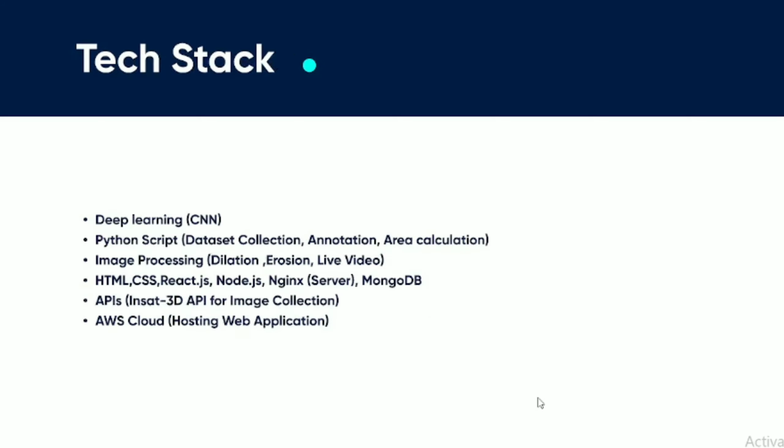Talking about the tech stack that we utilized: for model building we made use of deep learning, the convolutional neural network. Then we used Python scripts for various purposes, from dataset collection to annotation to the calculation of area for finding out if there is a threat or not. Then image processing to extract important features. Then HTML, CSS, React.js, Node.js for building the website. MongoDB for the dataset. APIs were also used for image collection. Then the whole website was hosted on AWS.